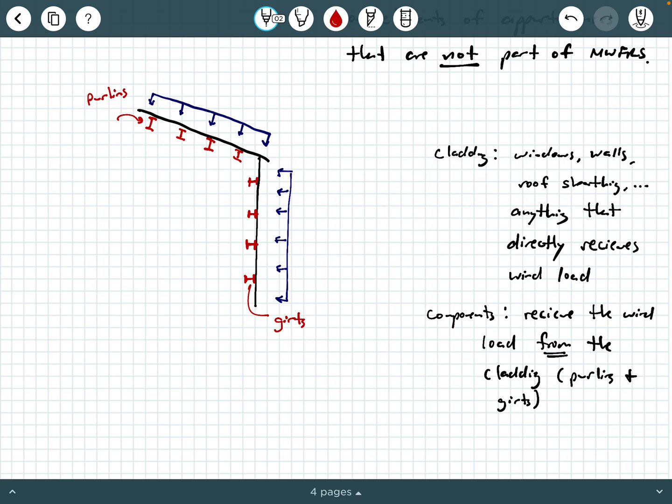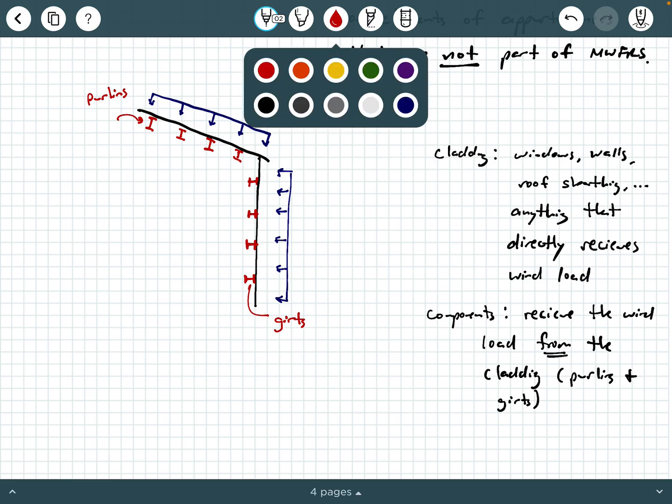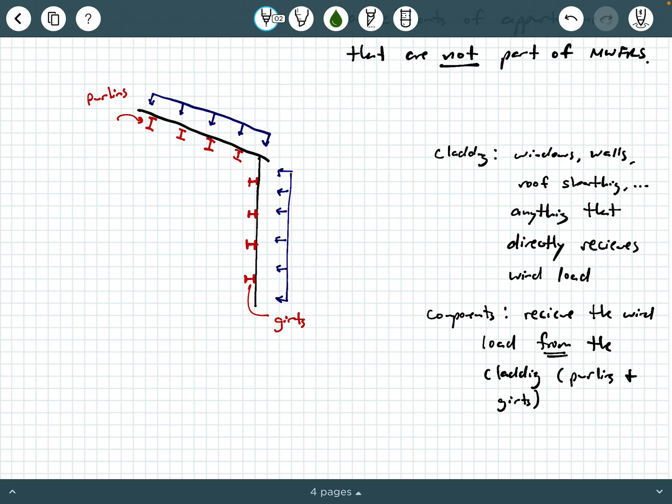Okay. Now, what about the main wind force resisting system? That's the important thing, right? That we end up really caring a lot about. So the main wind force resisting system is a larger scale structural system that the loads are transferred to next, and then ultimately down to the foundation. So for example, the main wind force resisting system could be a frame here. So let's draw this frame here.